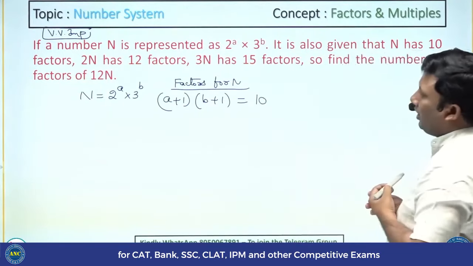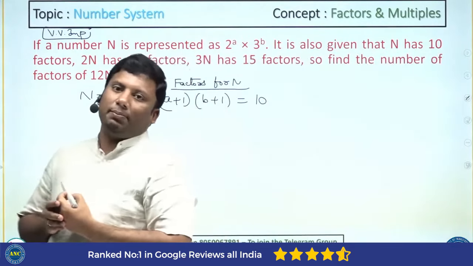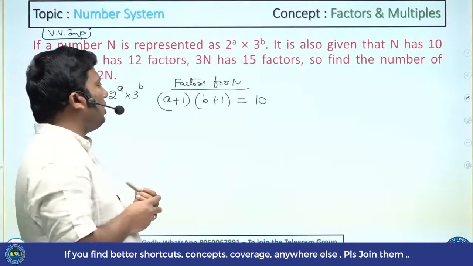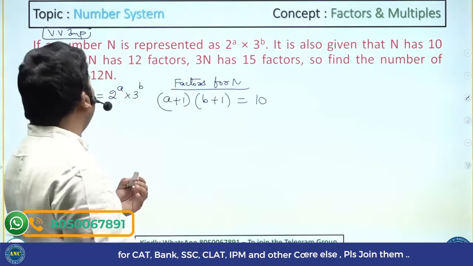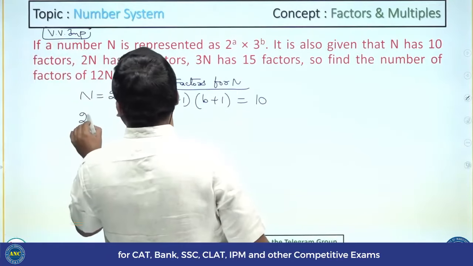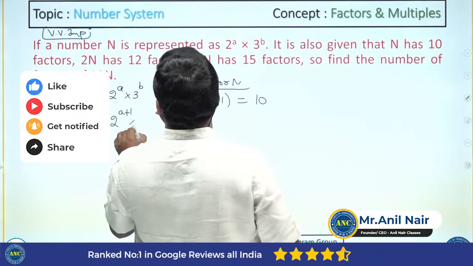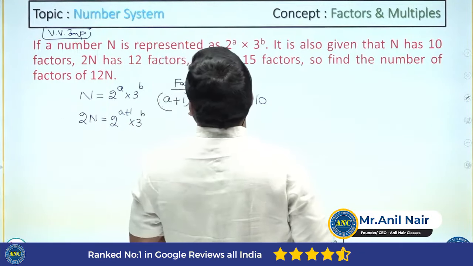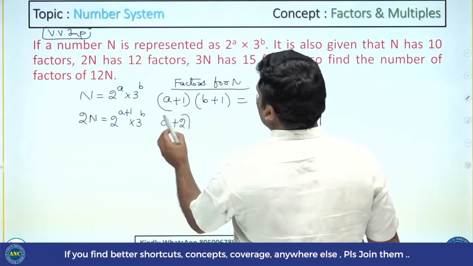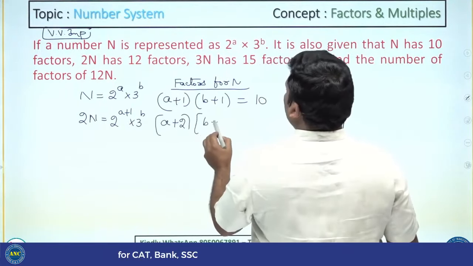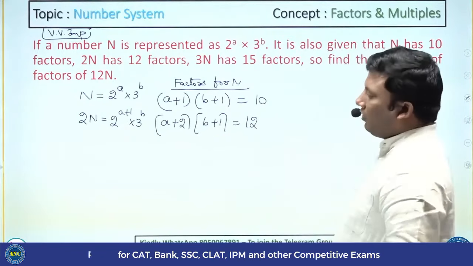10 factors. If a number is represented as 2 power a into 3 power b, the number of factors will be a plus 1 into b plus 1. The number has 10 factors. Now 2n will be 2 power a plus 1 into 3 power b. 2n has factors 0 to a plus 2, 0 to b plus 1. How many factors does it have? 12 factors.